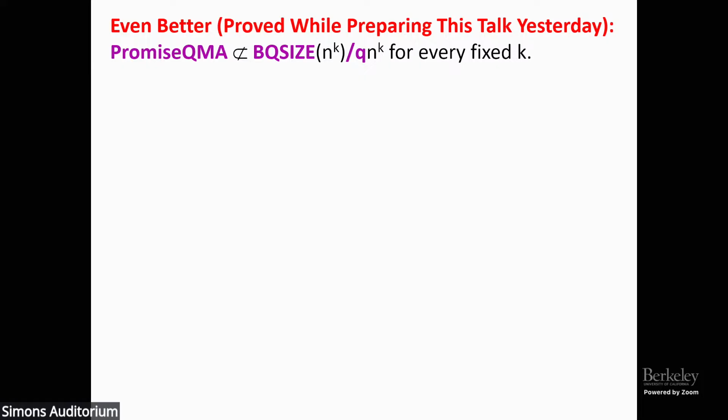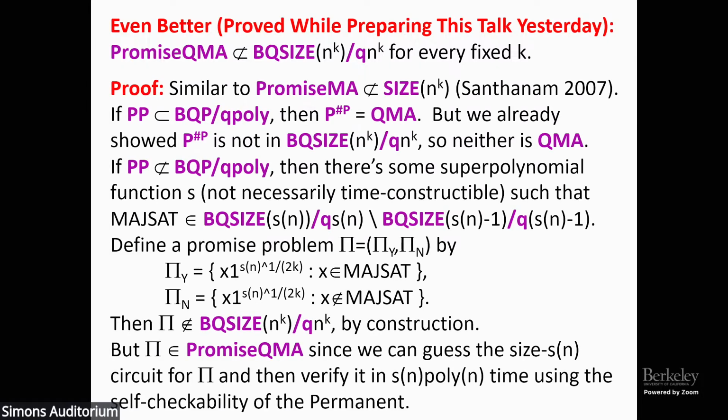Rahul Santhanam in 2007 proved a really beautiful circuit lower bound. You know what? Maybe I won't go through this whole thing. But let me just tell you, Santhanam in 2007 was able to show that for every k, there is a language in PromiseQMA that does not have circuits of size n to the k. So he couldn't quite do it for MA. He could do it for MA/1, MA with 1 bit of advice, or he can do it for PromiseMA.